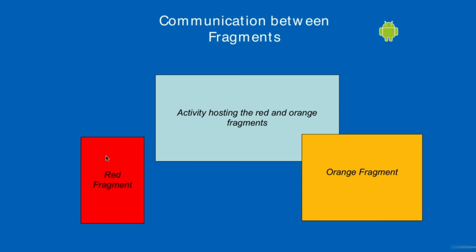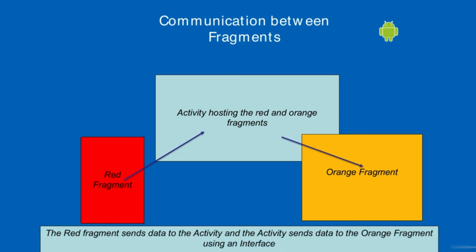Now, in order for us to communicate between the red fragment and the orange fragment, for instance, when we have a list view in the red fragment and we click on an item in the list view and then want to display the information on the orange fragment, how do we do that? We do that by using an interface. We will declare an interface inside the red fragment and let the activity implement that interface with a method. So when an item gets clicked in the red fragment, we send that information to the main activity, and the activity that's hosting the fragments will communicate back to the orange fragment.